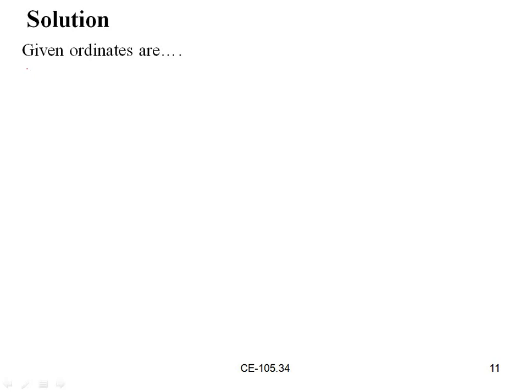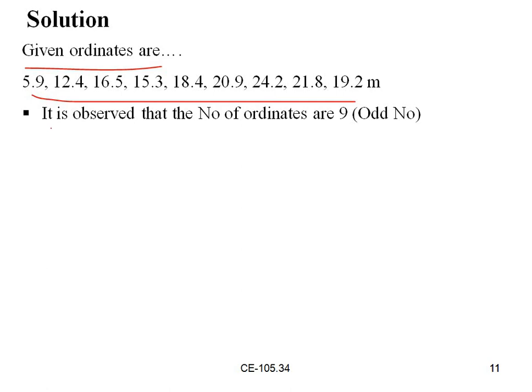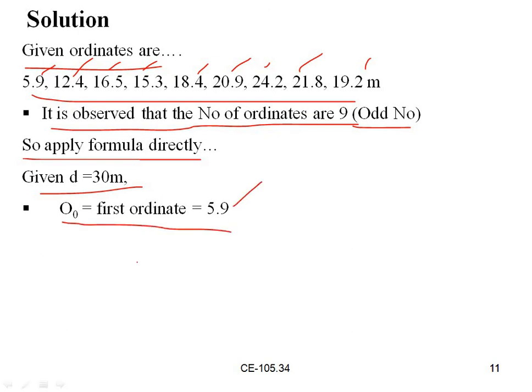So these are the given ordinates, and it is observed that the number of ordinates is 9, an odd number. Let us count here: 1, 2, 3, 4, 5, 6, 7, 8, 9. 9 ordinates are there, so apply the formula directly, given d is equal to 30 meters. O0 is equal to the first ordinate, 5.9. On is equal to the last ordinate, 19.2.